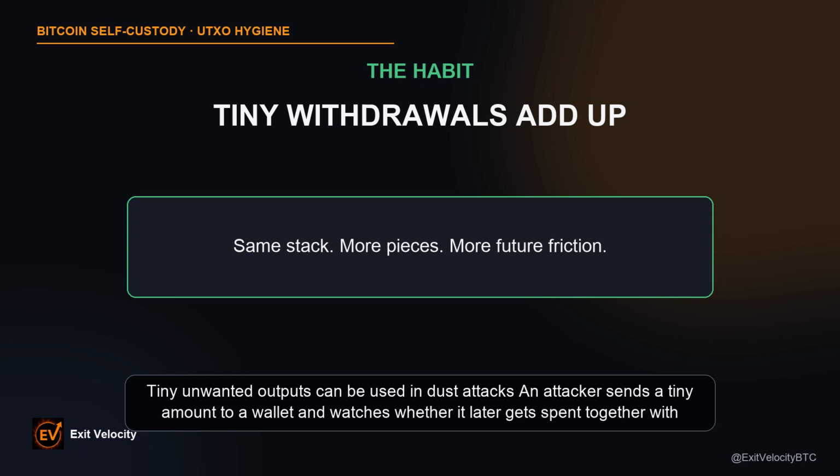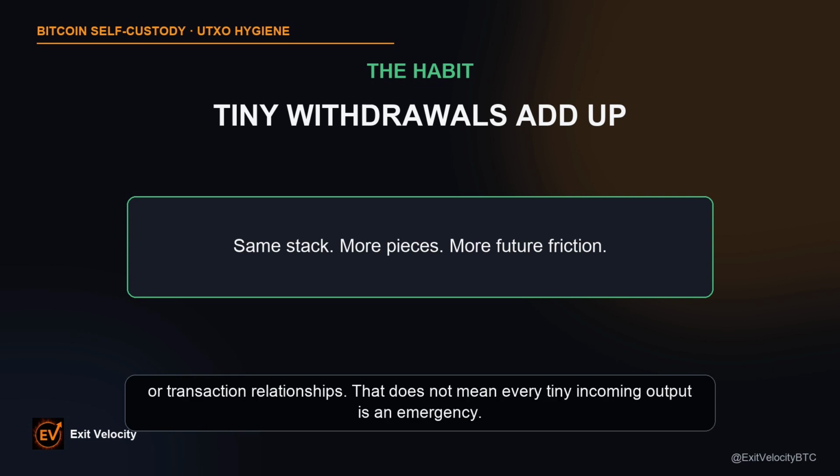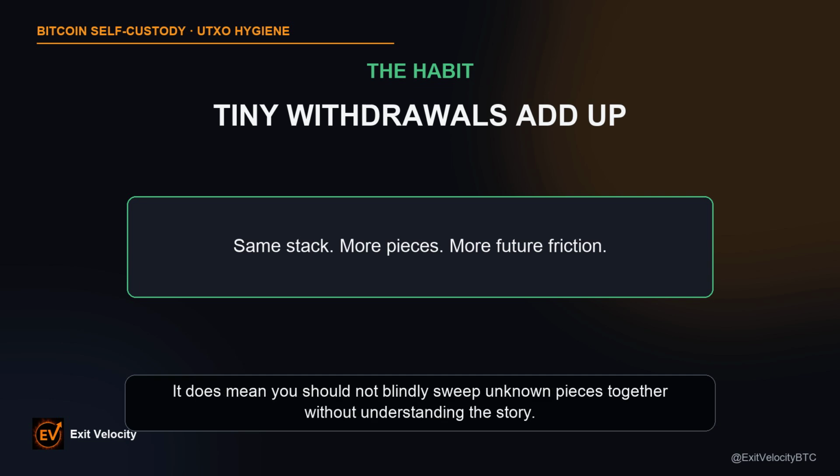A wallet user does not need to memorize every policy detail to get the point. The point is that Bitcoin is not an account system where every tiny line item is equally easy to move forever. Bitcoin is a UTXO system. If your wallet has many tiny pieces, future spending may require more inputs. More inputs can mean a larger transaction. A larger transaction can mean higher fees. That is the dust lesson.